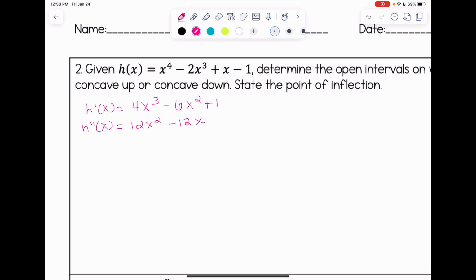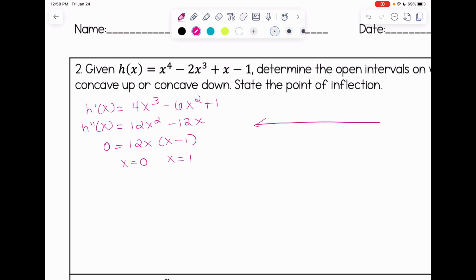And I got my second derivative to be 12x squared minus 12x. Let's set this equal to 0, and simultaneously, I'm also going to factor out the GCF of 12x here. So my possible points of inflection are going to occur at x equals 0 and x equals 1.